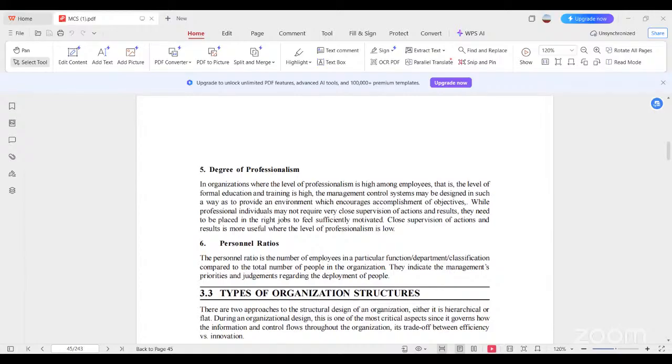So the personnel ratios will help management to allocate resources effectively, control manpower cost, and support the strategy. For example, if a company says customer satisfaction is our priority, but that company has very few customer service employees, then the personnel ratio will show us the mismatch between strategy and control.